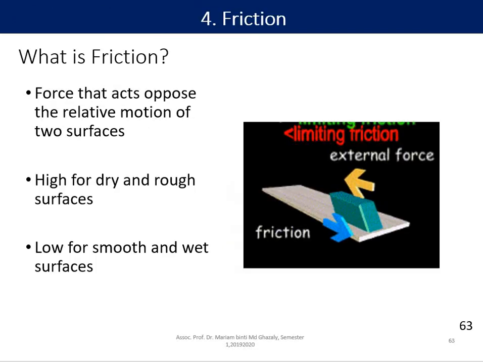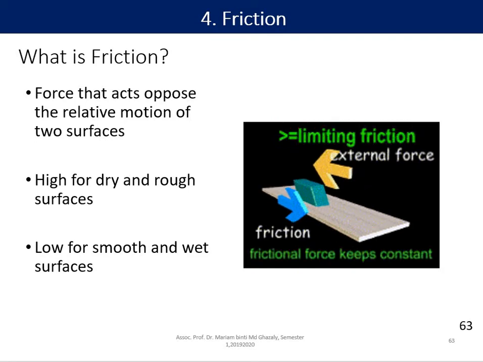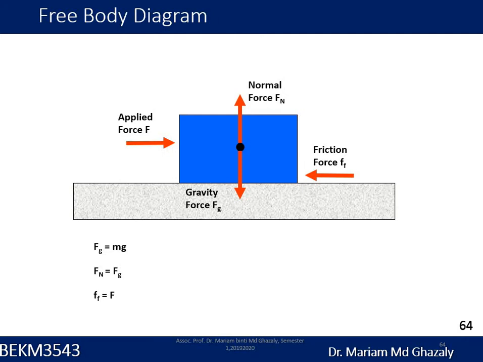Static and kinetic friction refer to the friction force that acts opposing the relative motion of surfaces, even when there is actually no movement. It refers to both dry and rough surfaces, where it is high, and it can also happen for smooth and wet surfaces, where the friction at this point will be low. It's not like nothing, but you will have some kind of friction, with a low magnitude.